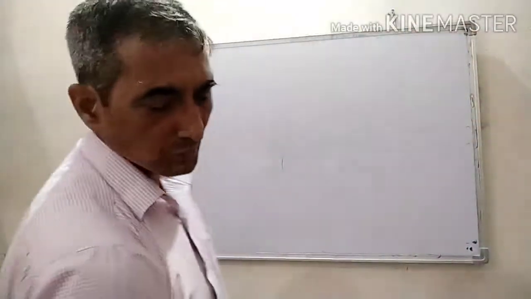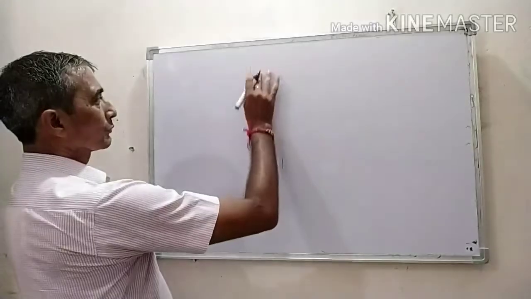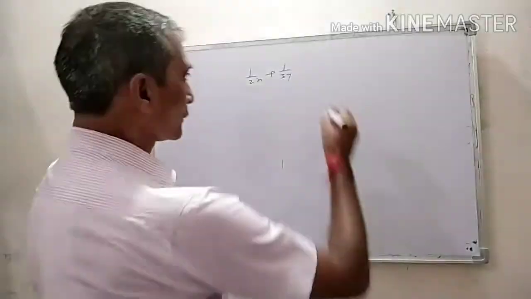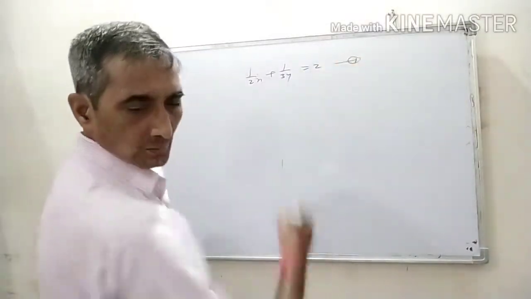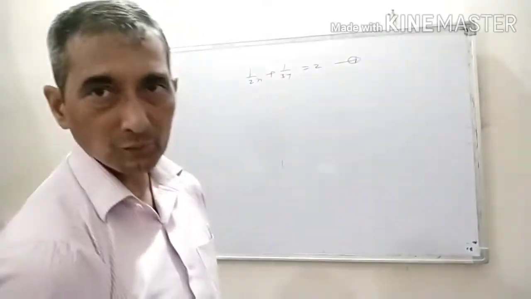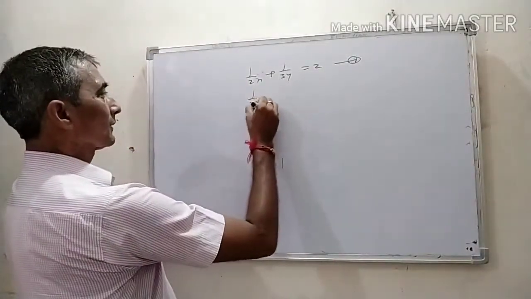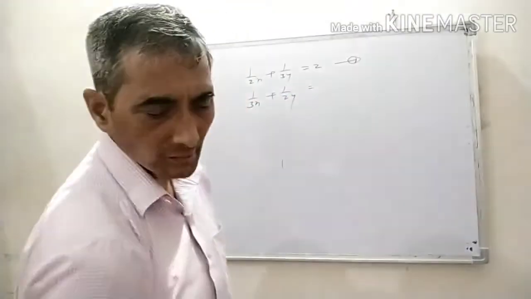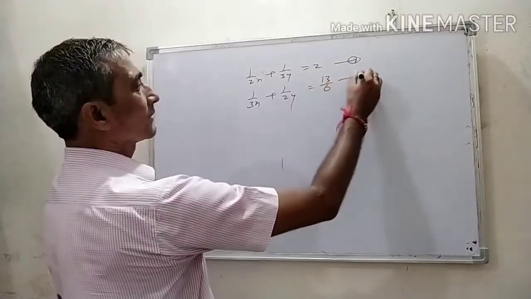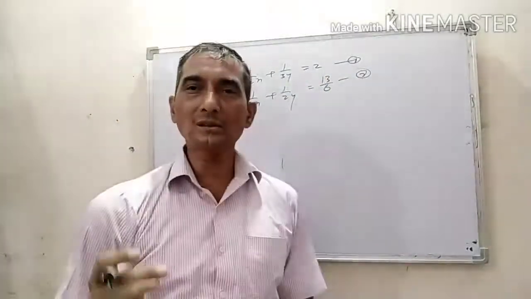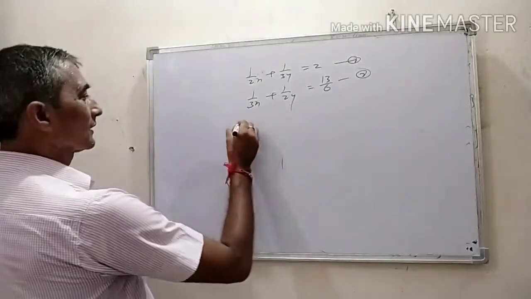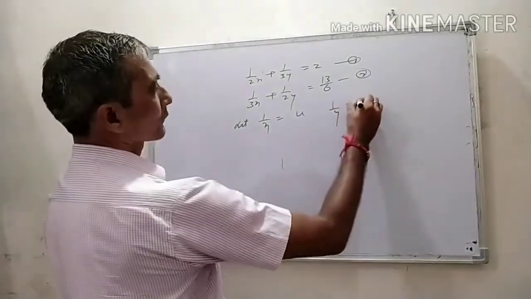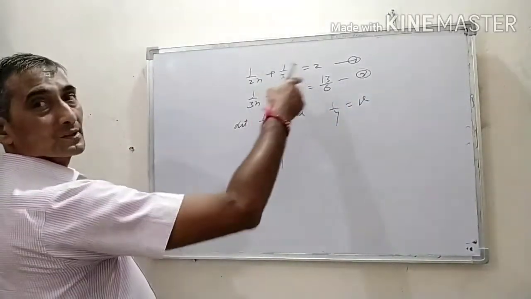1 upon 2x plus 1 upon 3y equal to 2, and 1 upon 3x plus 1 upon 2y equal to 13 by 6. Suppose that these two equations are not in the standard form, so we let 1 by x equal to u, 1 by y equal to v.